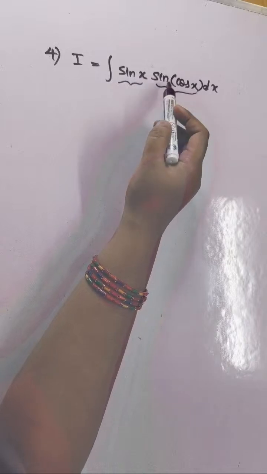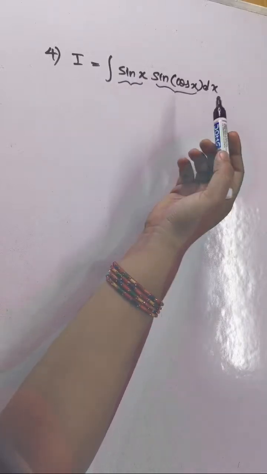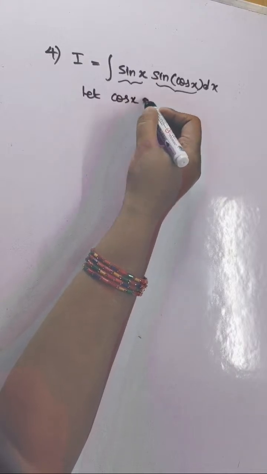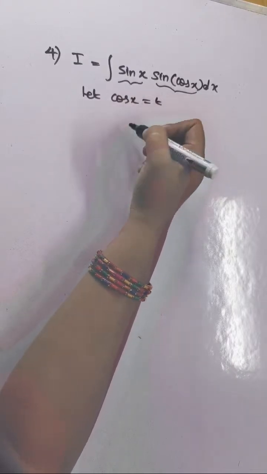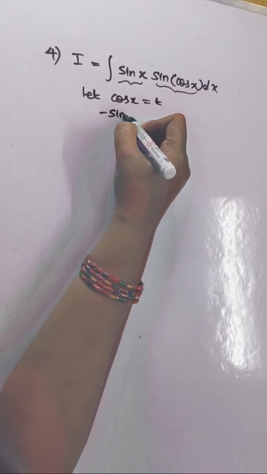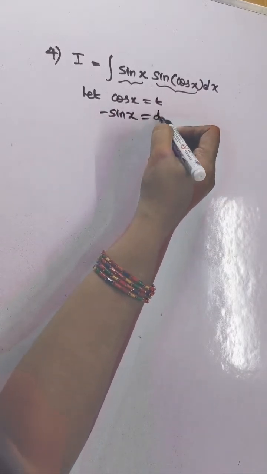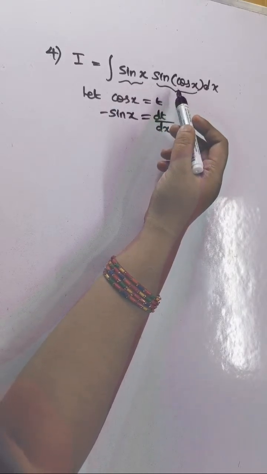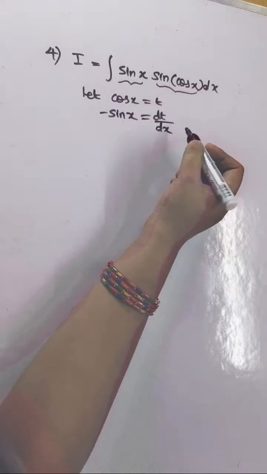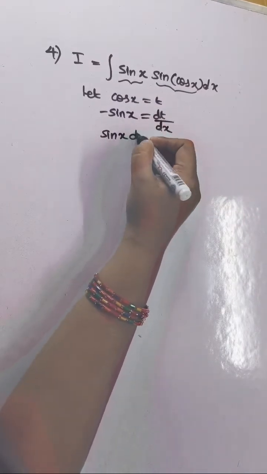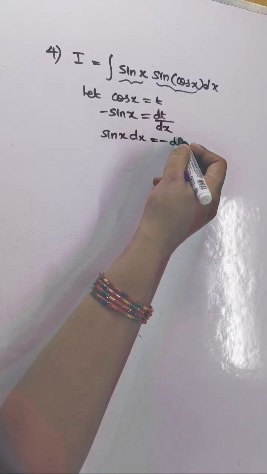And the leftover is cos x. Let's check whether, if you take cos x as t, we can replace it easily. Differentiate both sides with respect to x as usual. So minus sin x is equal to dt by dx. In our question, minus is not there. So take this minus to the right side and dx to the left side. So we have sin x into dx equal to minus dt.